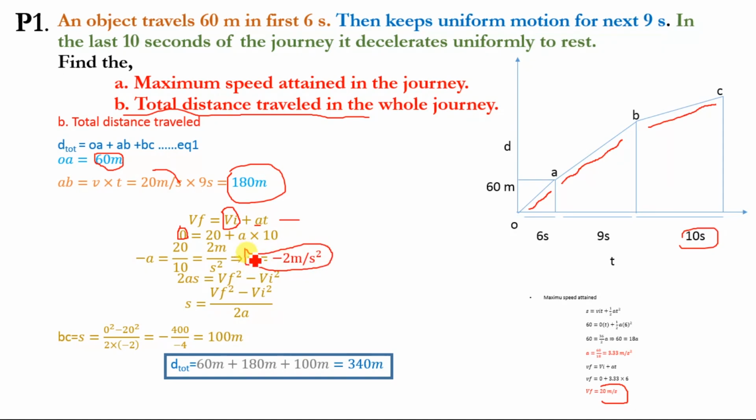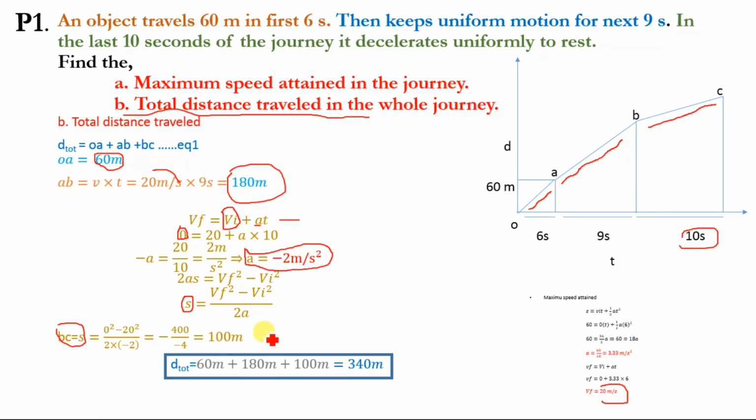Now we know the acceleration. We can determine the distance traveled during this journey from B to C using the third equation of motion, which is 2as is equal to Vf square minus Vi square. Here we are going to put the values and determine the distance traveled during this phase of the journey, which is BC is equal to S. The final velocity Vf will be equal to 0, which is 0 square. The initial velocity will be 20 meter per second. So putting the value for Vi is equal to 20 meter per second, squared, and 2 times the acceleration of minus 2 meter per second square, this equation becomes minus 400 divided by minus 4, which is equal to 100 meters.